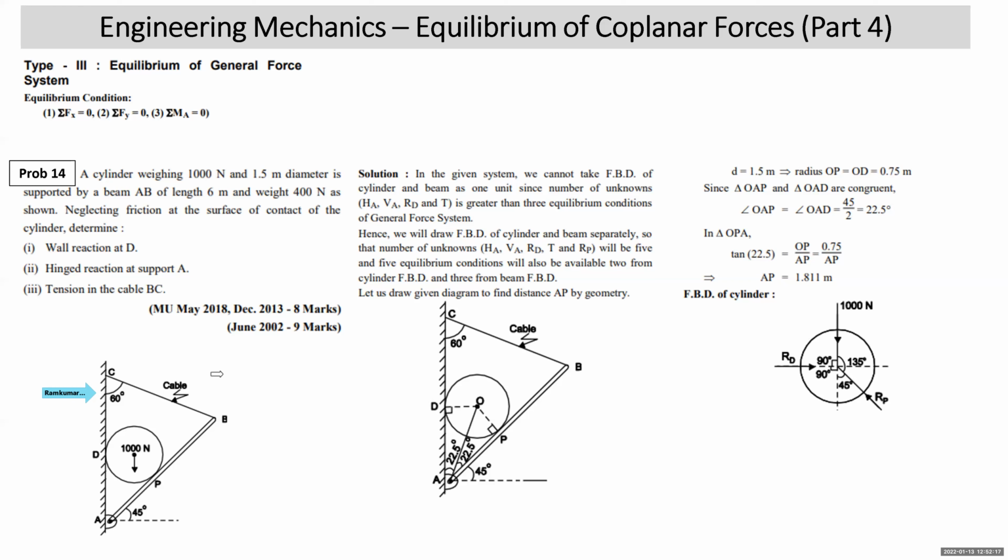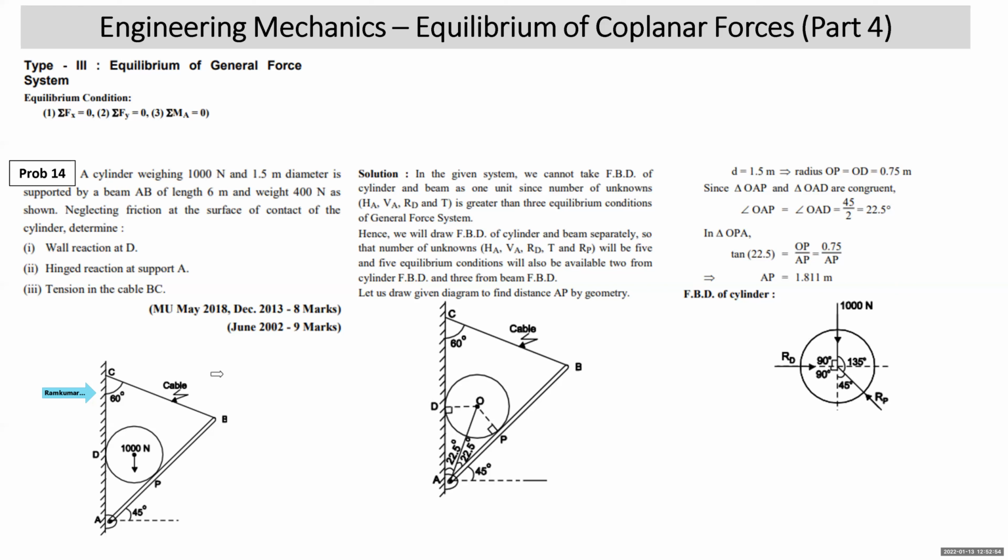Students, we need to draw the free body diagram of the beam and cylinder separately. The reason for that is, initially if you look at it, there are 4 unknowns in the problem. One is the wall reaction at D, the hinge reaction at A, that means HA and VA, and the tension in the cable. If 4 unknowns are there, and if you take the beam and cylinder together, then you'll have only 3 equilibrium conditions. So you cannot get 4 unknowns. So that's why we have decided to take the FBD of the cylinder and beam separately, so that the FBD of the beam will be a general force system, which will get you 3 equilibrium conditions, and the FBD of the cylinder will be an example of a concurrent force system, which will get you 2 equilibrium conditions.